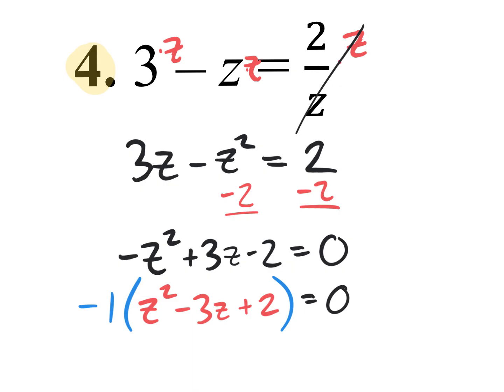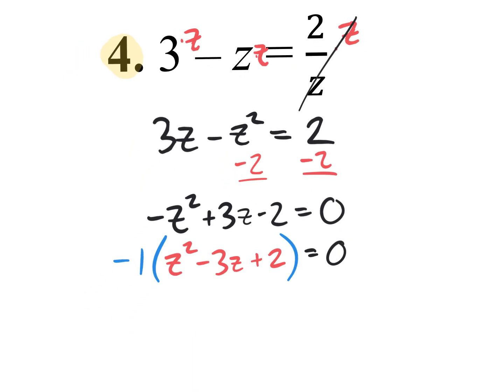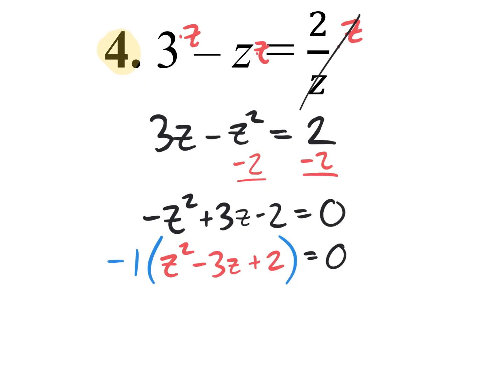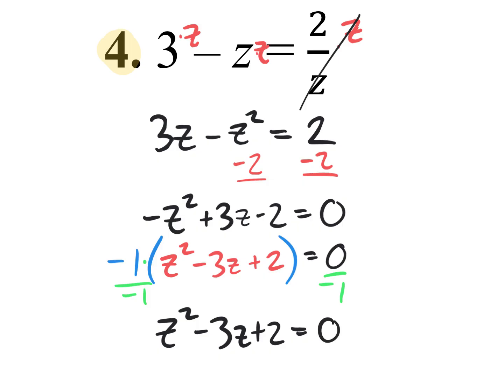So at this point, if you really wanted to, since it's an equation, you could do whatever you want to an equation as long as what you do to one side, you do to the other. So if you wanted to, you could get rid of this multiplication of negative 1 by dividing by negative 1 and dividing by negative 1. And then you'll end up with the quadratic trinomial z squared minus 3z plus 2 equals 0, because 0 divided by negative 1 is still 0.